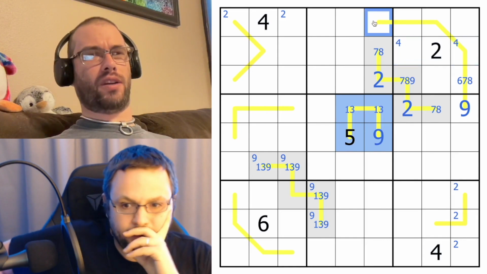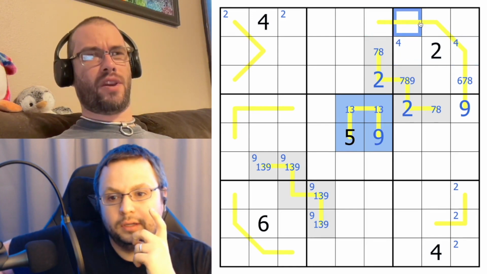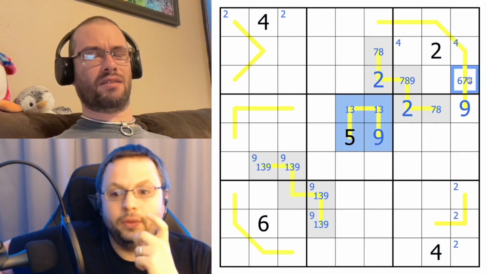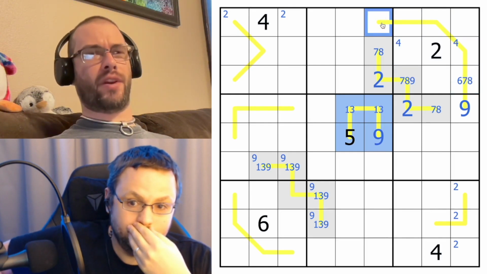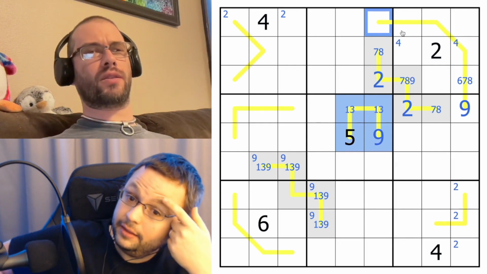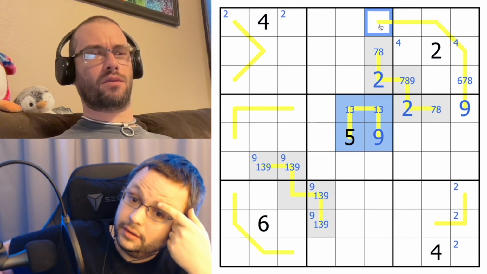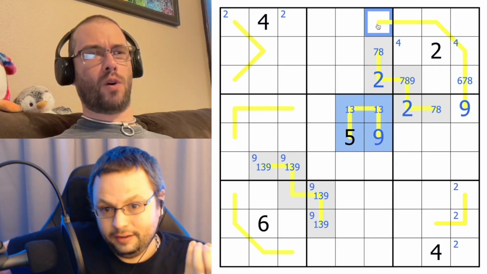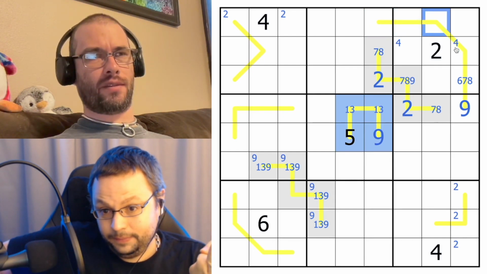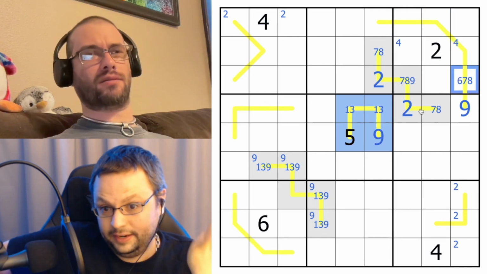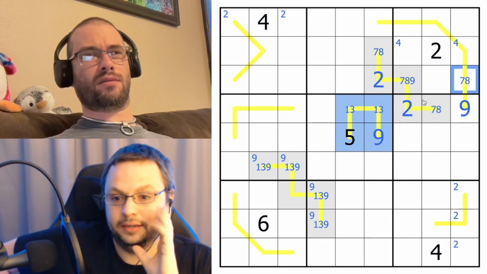Okay, so like 2, 3, 5, 6, 7. Oh, that can't be a 2 either. We can't put a 2 on this line anywhere. Oh, 3? So that's at least a 3. Well, this could be a 1, though. Oh, yeah, okay, so that could be a 1. 1, followed by a 3, 3, 5, 6, 7. Yeah, so that's at least a 7, actually.